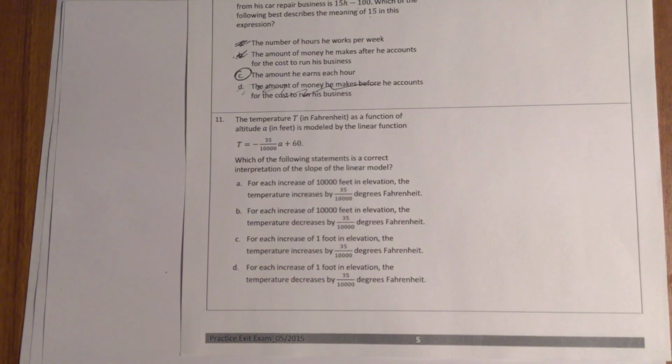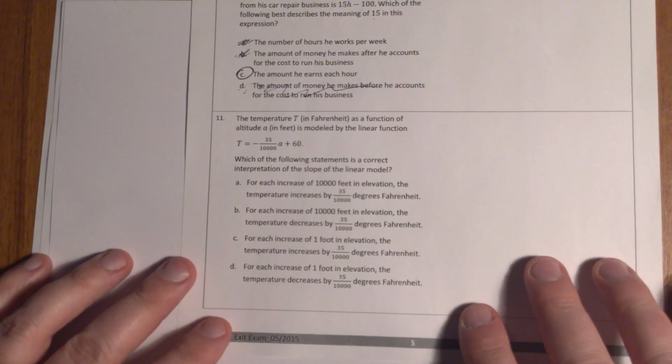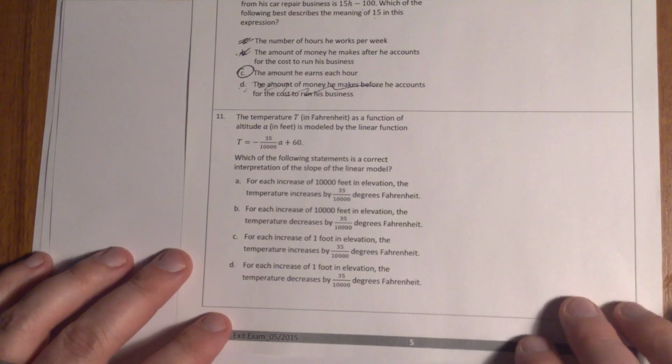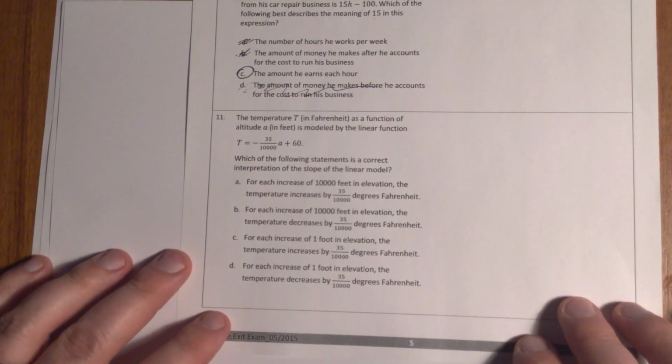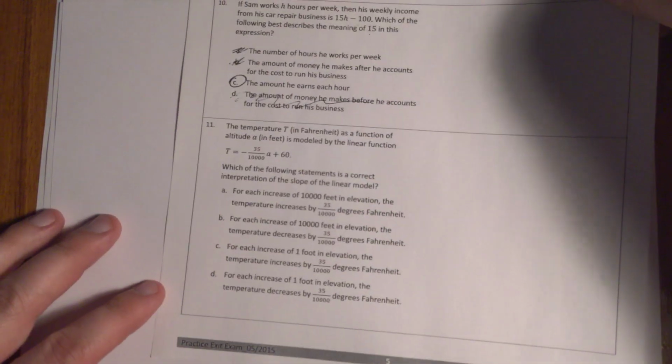All right, number 11. The temperature T in Fahrenheit is a function of altitude A in feet. It's modeled by a linear function, T equals negative 35 10,000ths A plus 60. Which of the following statements is the correct interpretation of the slope of the linear model? All right, so if you think about this for a sec, some of my kids, and a lot of us in general, for whatever reason, struggle when it's not y's and x's.